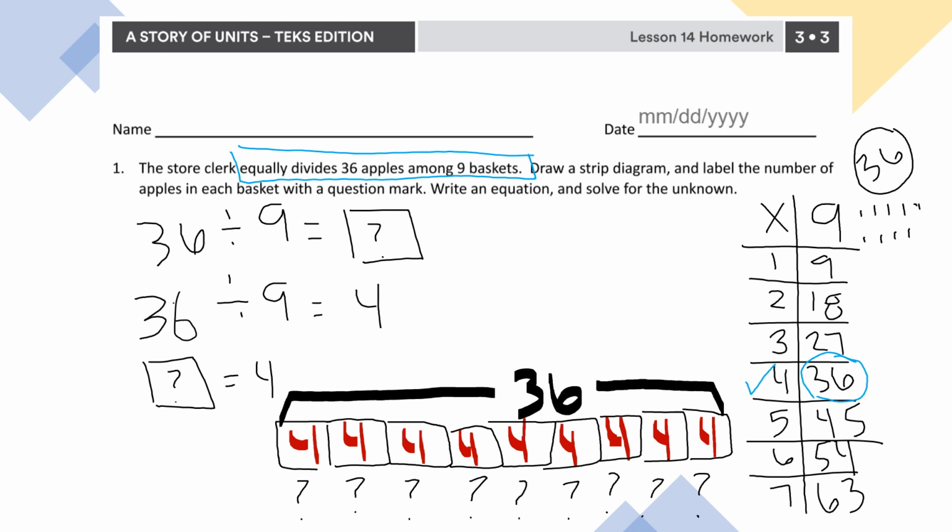And we have solved number 1. So we wrote our equation. We solved for the unknown. And we created a strip diagram, labeled the number of apples in each basket, which was 4, question marks for the unknown, and we showed our total. So number 1 is complete. Now it's time to move on to number 2.